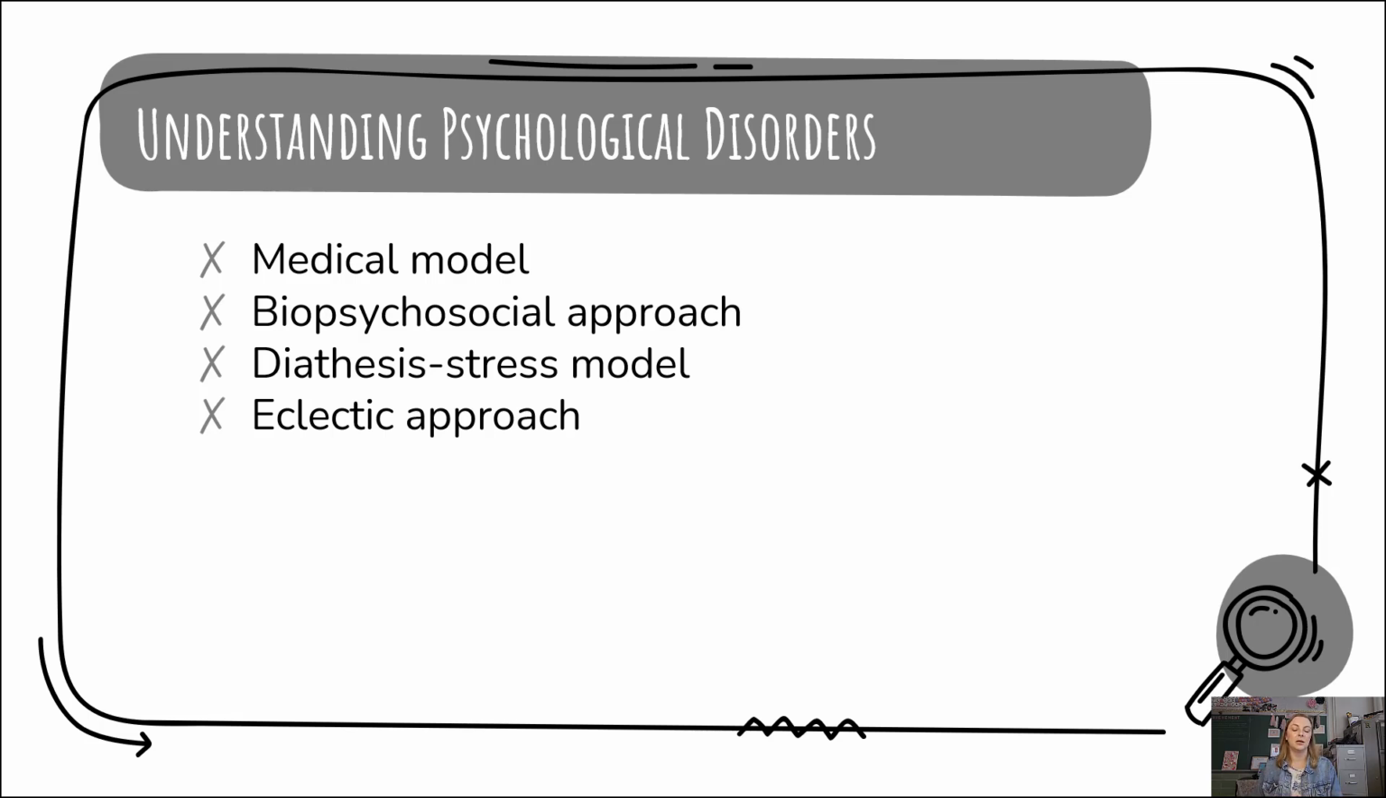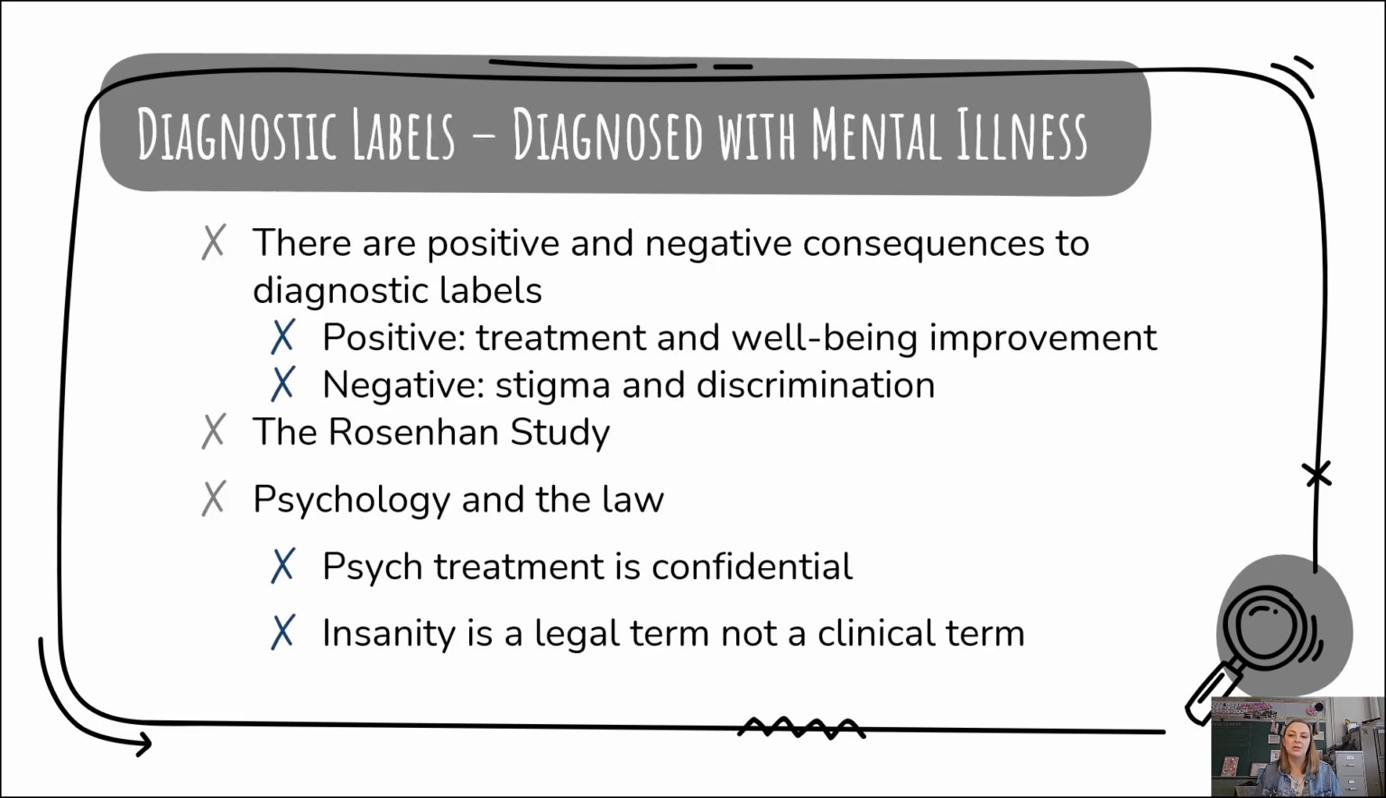Finally, we have the eclectic approach. In psychology, this is a therapeutic strategy that combines elements from various psychological theories and techniques to address an individual's specific needs. So this is based on the therapy rather than the causes. Rather than adhering strictly to one school of thought when treating a disorder, an eclectic therapist integrates methods from different approaches, such as cognitive behavioral therapy, psychodynamic therapy, humanistic therapy, and others to tailor treatment to the unique circumstances of each individual case.